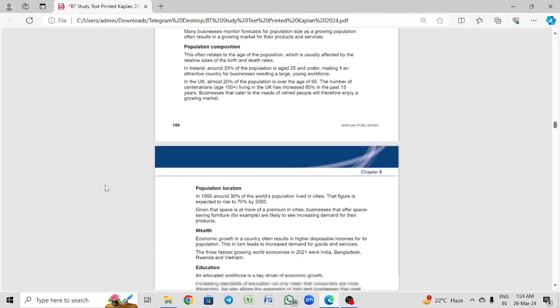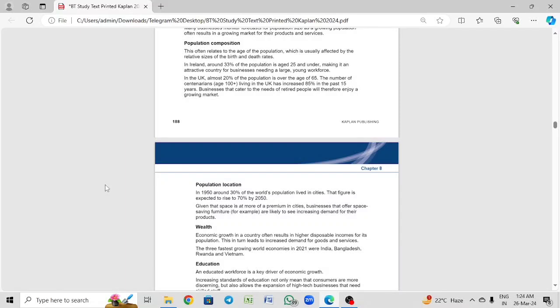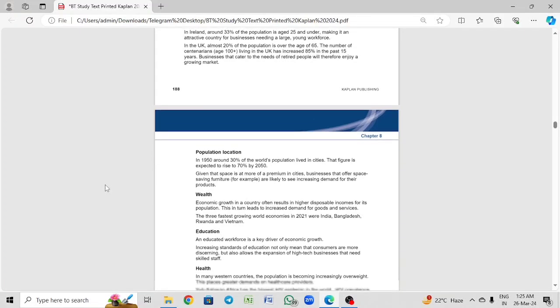Then there is the population location. By knowing the location of the population, it helps to determine the needs of the people. If they are living in the cities, they have different needs. If they are residing in the villages or near the seashores, they have different needs. So population location is also one of the factors that affect the business environment.